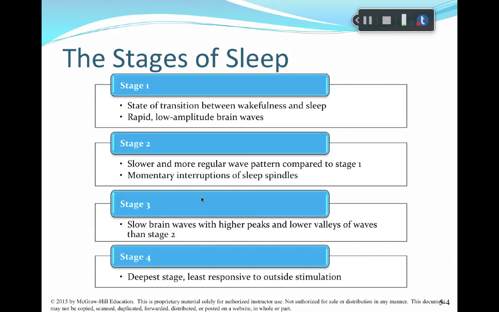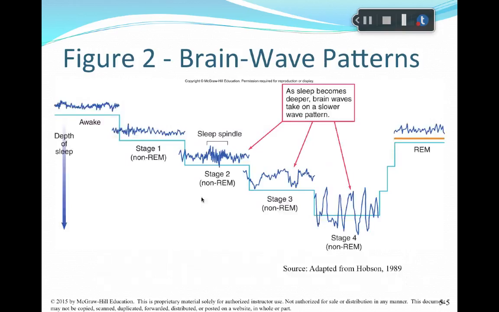Stage 3, you see slow brain waves, but you have higher peaks, so higher amplitude, and lower valleys of waves. So if you think about the peak of a mountain and a valley, I live in the Pioneer Valley, so there are very deep lows. And stage 4 is the deepest stage, where we're least responsive to outside stimulation, and I believe that this is REM sleep. Or, non-REM sleep is stage 4.